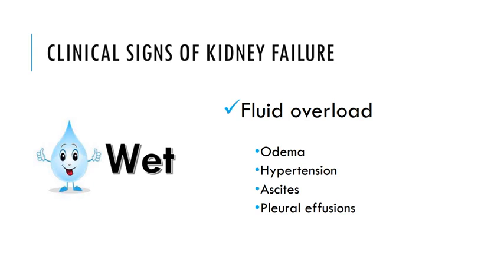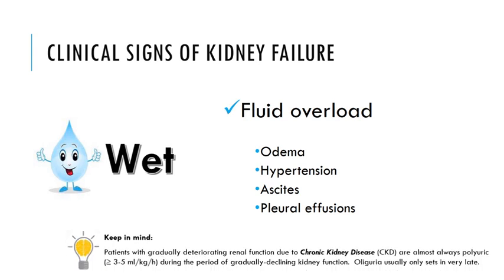So if we look at wet, what are your clinical signs? Your patients with acute kidney injury can present with fluid overload, so edema, hypertension, ascites, pleural effusions. But keep in mind though, patients with chronic kidney disease are almost always polyuric during the initial periods of gradually declining kidney function. Your oliguria only starts much later in the disease process. So patients with chronic kidney disease won't necessarily be fluid overloaded.